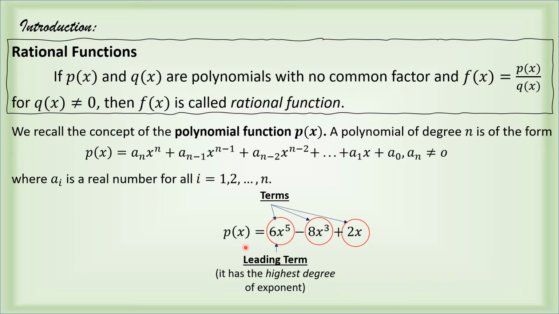Okay, so you're given p of x equals 6x exponent of 5 minus 8x cubed plus 2x. So we have here three terms. The first term is 6x exponent of 5. Our second term is negative 8x cubed. Our third term is 2x, and we call these terms. And when we say leading term, it has the highest degree of exponent. So since the variable x here has the highest degree of exponent 5, 6x to the 5th is our leading term. So you base it on the highest degree of exponent.